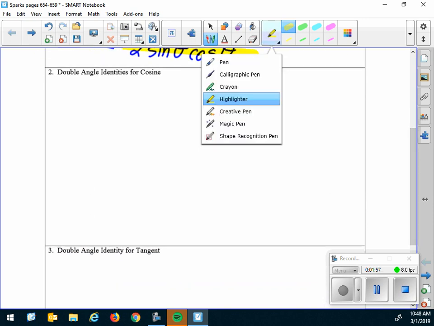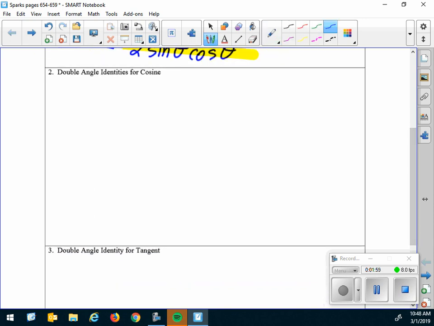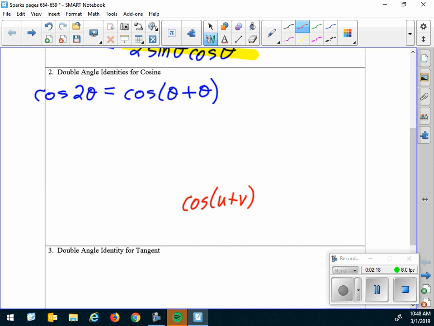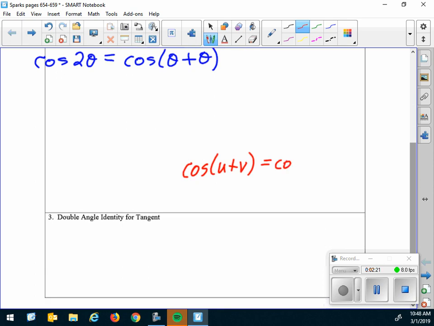Double angle identity for cosine. Well, I know that the cosine of 2 theta would be the same as the cosine of theta plus theta. I'm going to go down here and write the formula for cosine with a plus. Cosine of u plus v is cosine u cosine v minus sine u sine v.